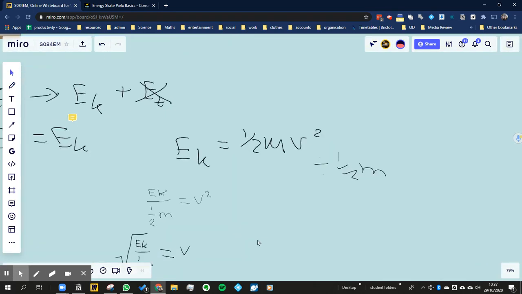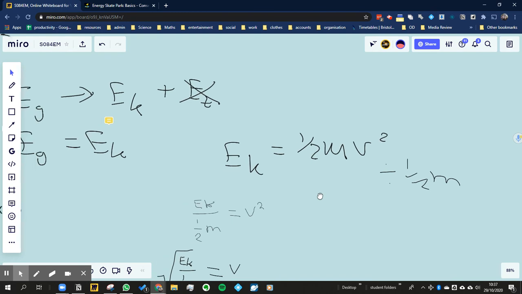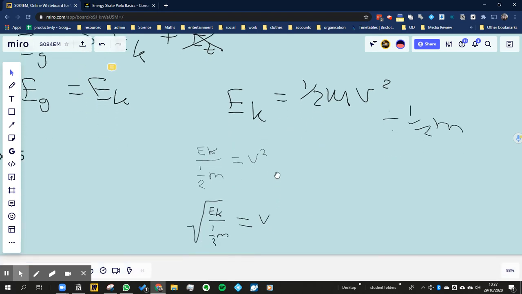Okay, so let's have a look at what the student's done. They first of all divided by half m, and that moves that over there. So the kinetic energy divided by half m is equal to v squared, and then they've square rooted both sides. So yeah, that would work fine.